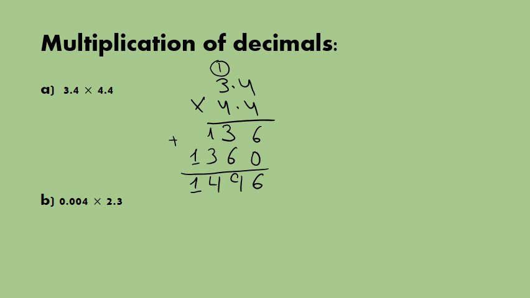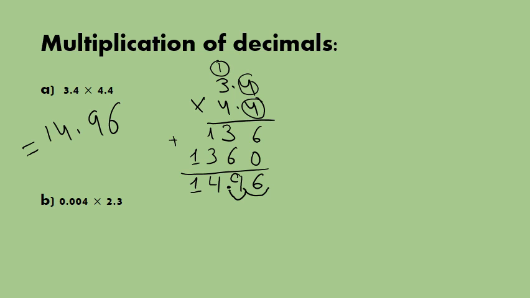So now we count the decimal part. How many? 2 decimal parts. So this is 1 and 2. We have 2, so we move the decimal point 2 times. So from here to here, the decimal point will be? It's 14.96. So the answer is 14.96.